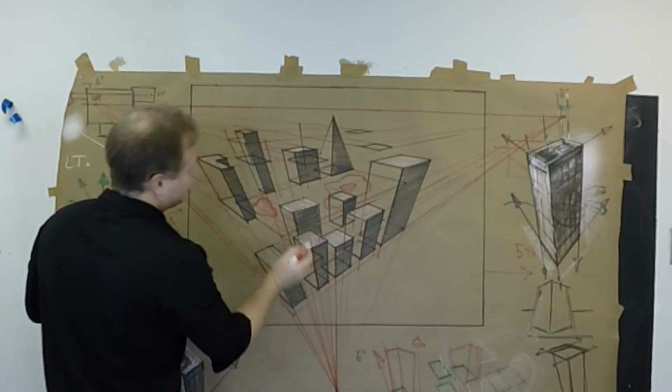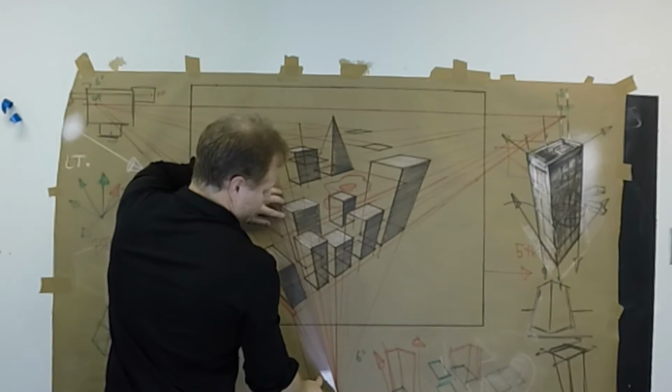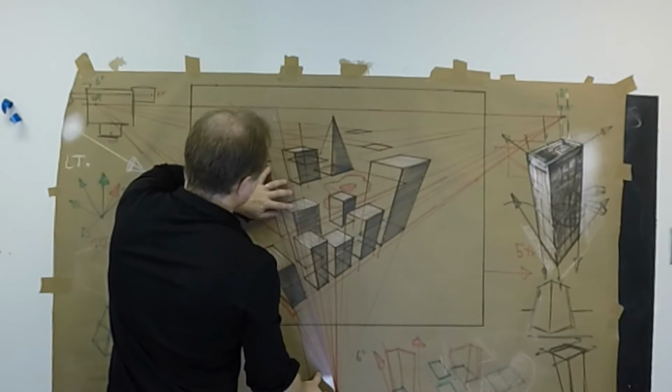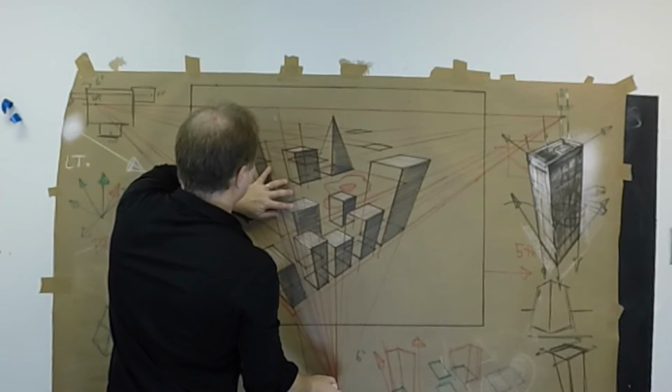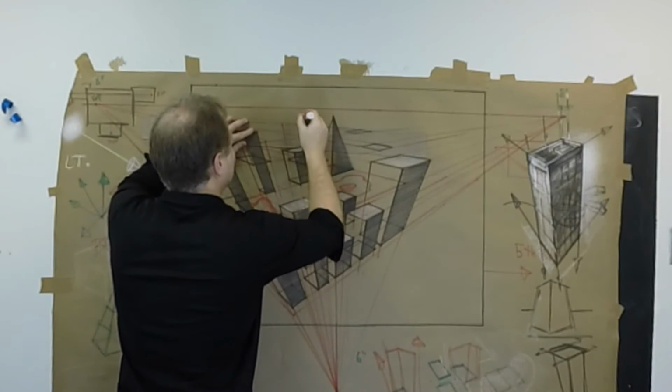Then again from the vertical vanishing point through the bottom of our building up to the convergence line where it meets right there. And then up. There we go. So we'll build that one up.